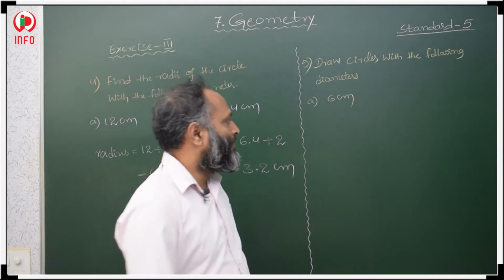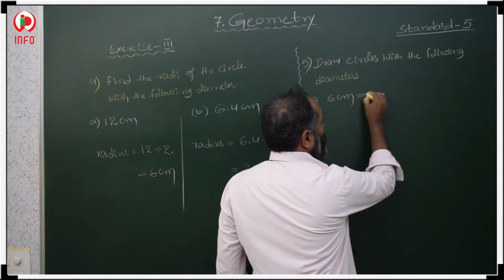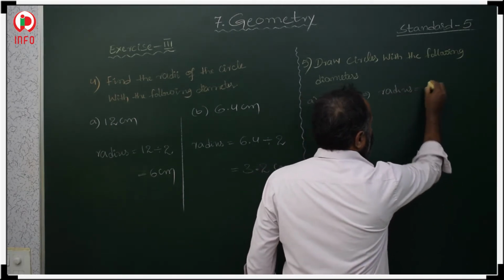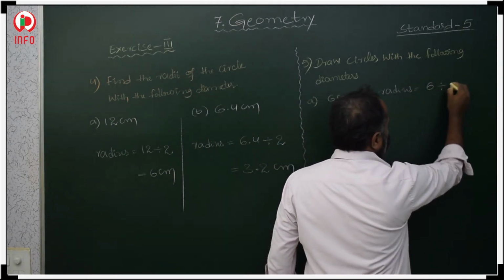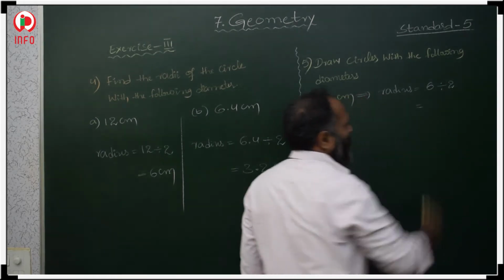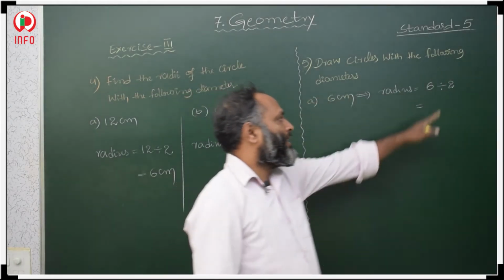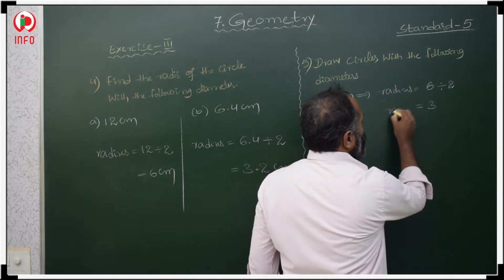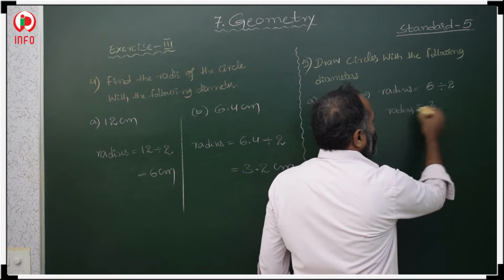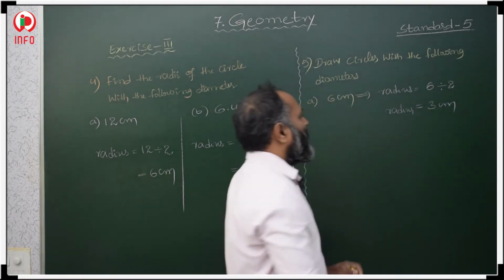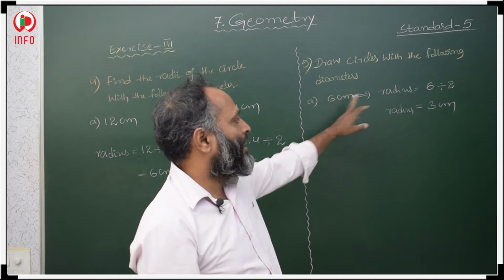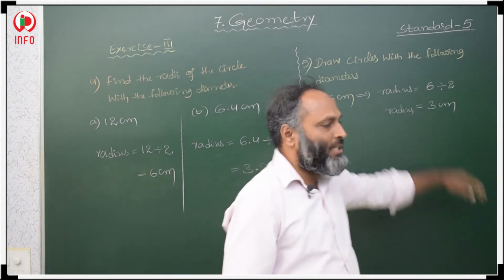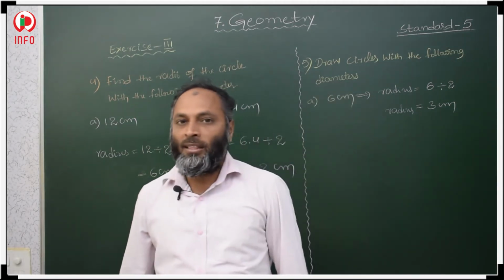Here a diameter is given, so first we have to find the radius. Radius is equal to diameter, that is 6, divided by 2. When 6 is divided by 2, then you will get the radius. In the 2 table, 2 threes are 6, so the radius is 3 centimeters. If the diameter is 6 centimeters, then the radius is half the diameter. 6 half is 3 centimeters.